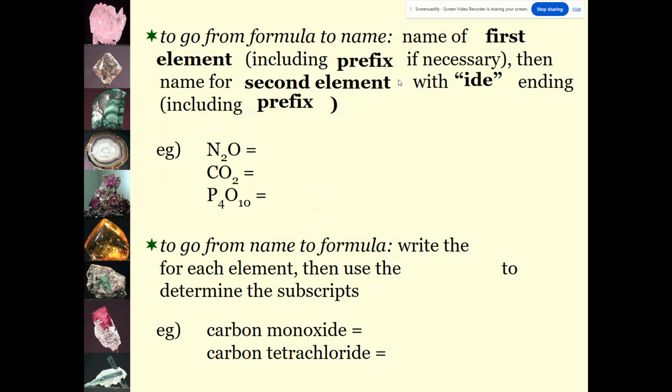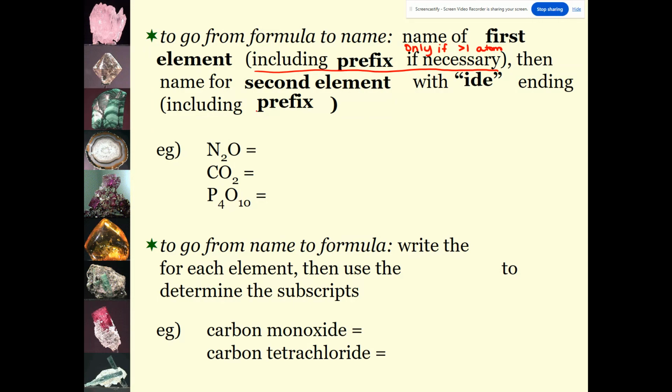Now the rule is on the first element, we will give it a prefix for how many atoms of that element there are, only if there's more than one. Only if there's more than one atom of that first element. Remember, the prefix for one is mono. So what that means is I will never use mono on the first element. That's just an exception. The second element always has a prefix no matter what it is, and the second element also ends in "ide." Okay?